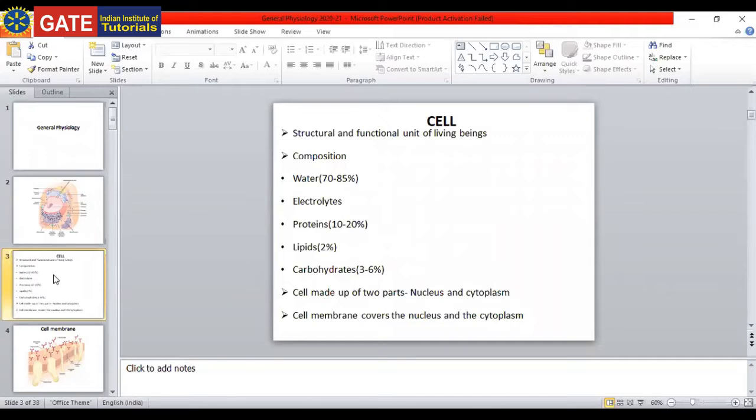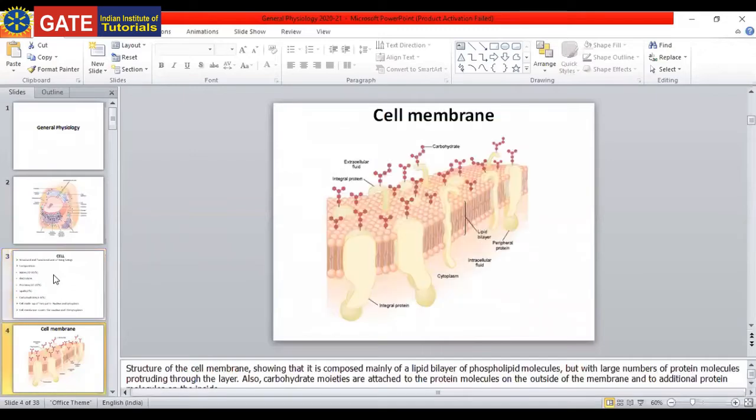Basically, the major component of the cell is water and electrolytes, which include sodium, potassium, chloride, bicarbonate, etc. And the membrane is made up of three components: the proteins, lipids, and the carbohydrates. I will not bother much about the other parts, that is the nucleus and the cytoplasm. So who proposed this cell membrane?